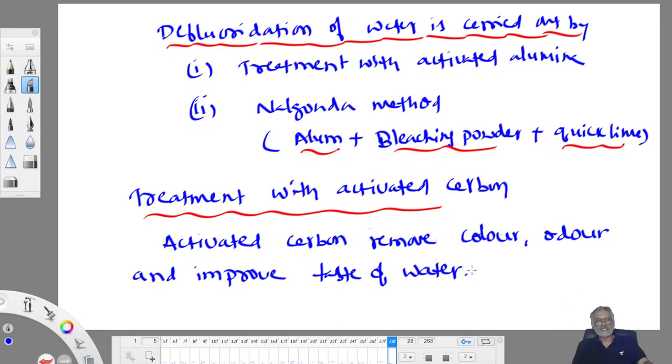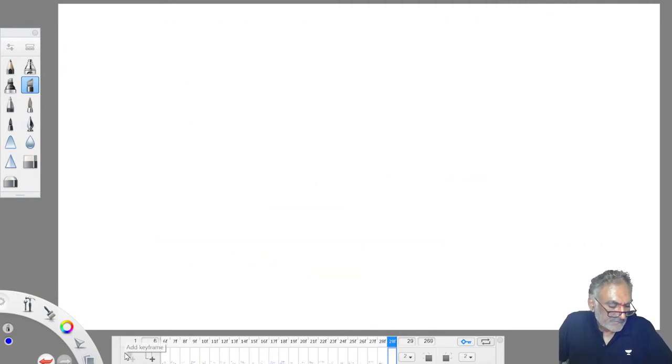So this much idea is more than sufficient related to miscellaneous water treatment methods. Hundreds of methods are available to treat water, but it is practically not possible to learn all these methods in a short period of time. So this much idea is more than sufficient for you from the exam point of view. That's all.